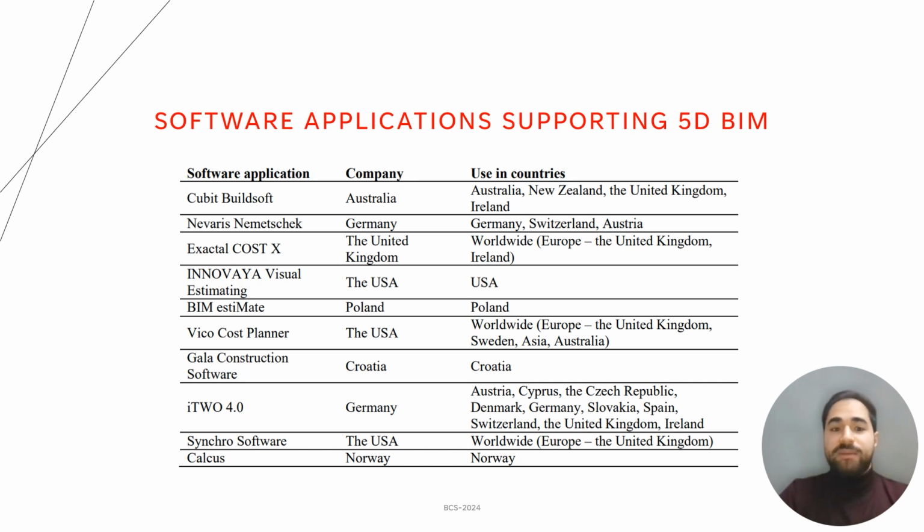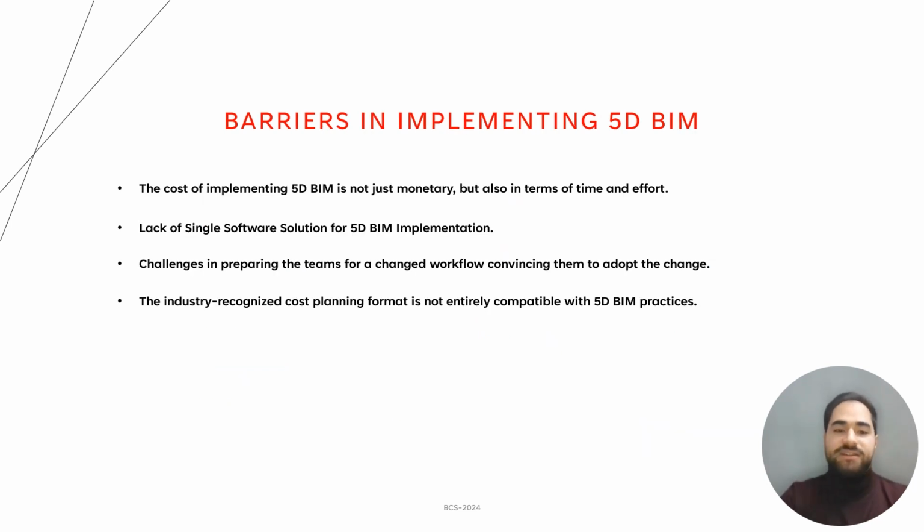We have talked about the implementation steps, but why didn't we implement it, or why do we have struggles in implementing it? Because of the barriers. The cost of implementing the 5D BIM is not just monetary. For example, a company wants to implement the 5D BIM in a project. It's not about purchasing the software license. It's in terms of time and effort, it's very, very expensive, because you have to contract a consulting company to give you sessions and intensive training on how we can use the 5D BIM. So it is a matter of time and effort.